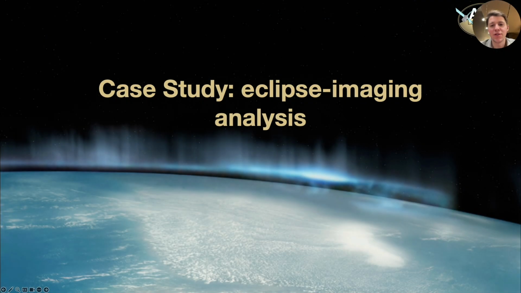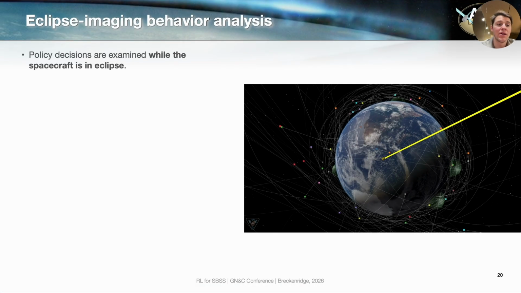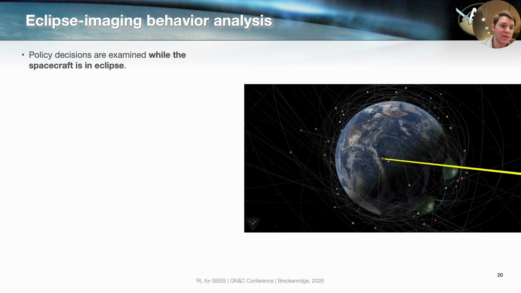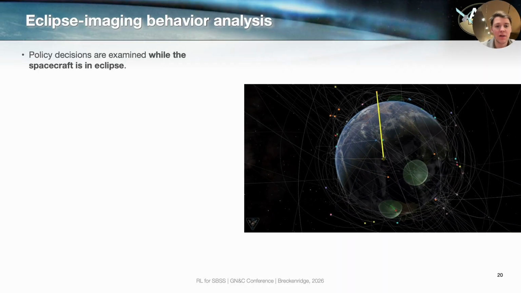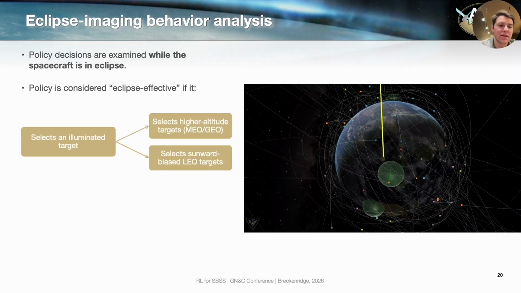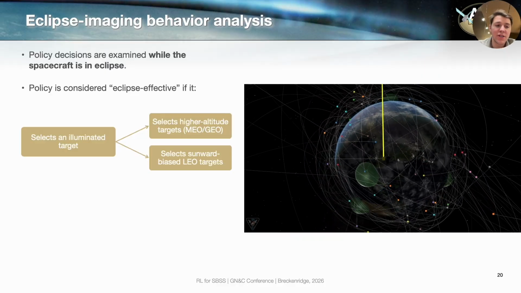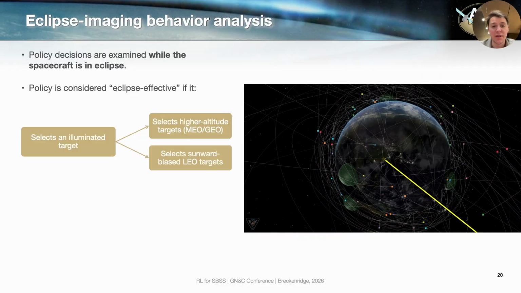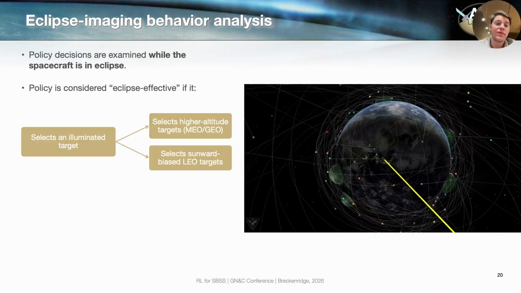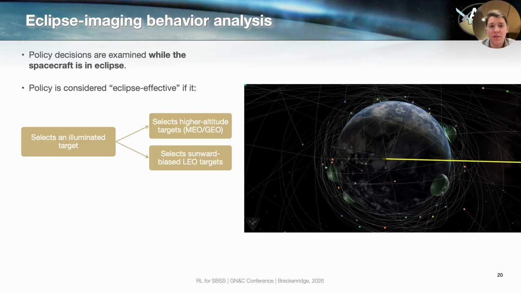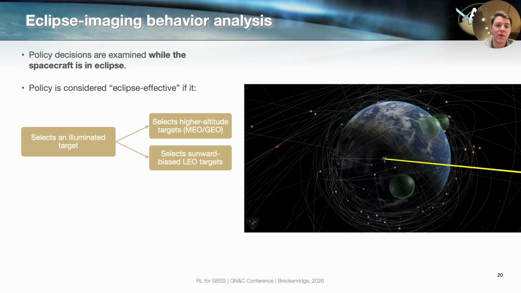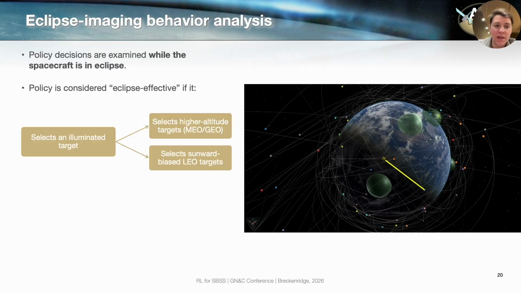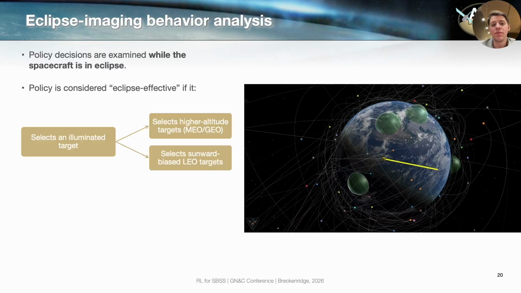Lastly, I want to look at eclipse imaging analysis, understanding what the agent is doing when it's in a bad or difficult spot, which is when the spacecraft itself is in eclipse and most of the other spacecraft around it might also be in eclipse. So here we try to make a metric, an eclipse effectiveness metric. If the agent is selecting an illuminated target, that's already something good. Secondly, if it is selecting a higher altitude target like a MEO or GEO satellite, which is more likely to remain illuminated, that's also good behavior. And lastly, it's also eclipse effective behavior if you're selecting a sunward biased LEO target.